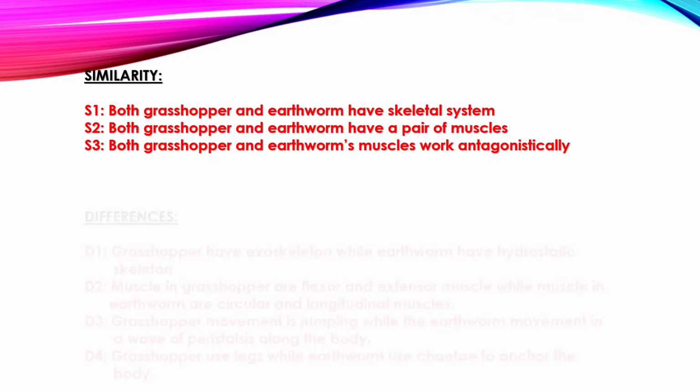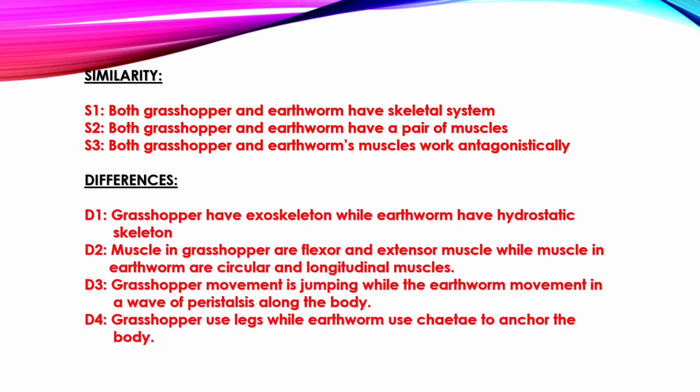Now let's see the differences. The question asks 2 differences, but in the sample answer, we provide you 4 answers. Let's see one by one. For differences, there are 2 ways to answer. Number 1, write in a sentence. Number 2, you can write in a table. But when you write in a table, make sure your table consists of 2 columns: 1 column for grasshopper, the other column for earthworm. And your sentence in each point must be a complete sentence.